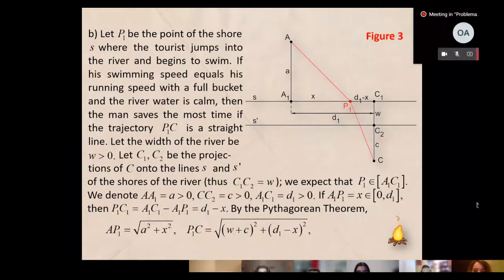At point B, P1 is the point on the shore S, where the tourist jumps into the river and begins to swim. If his swimming speed equals his running speed with a full bucket and the river water is calm, then the man saves the most time if the trajectory P1C is a straight line. Let the width of the river be W greater than 0. Let C1 and C2 be the projections of C onto the lines S and S prime of the shores of the river. Thus C1C2 equals W. We expect that P1 is a point on A1C1. And we denote, with the help of the Pythagorean theorem, that AP1 and P1C can be calculated.